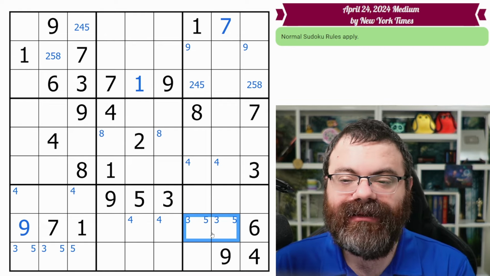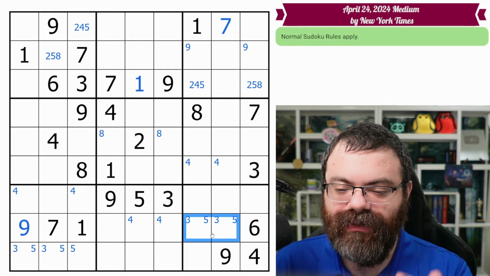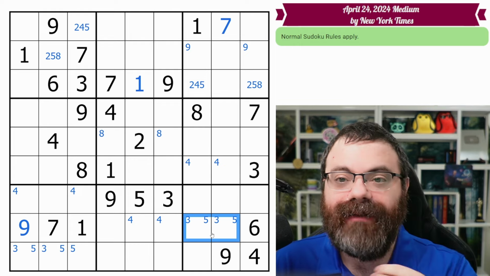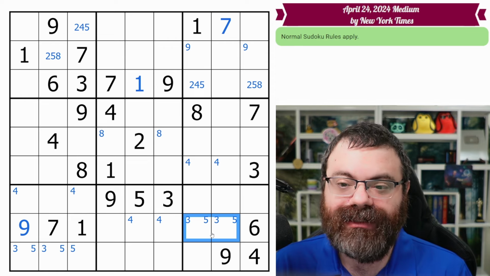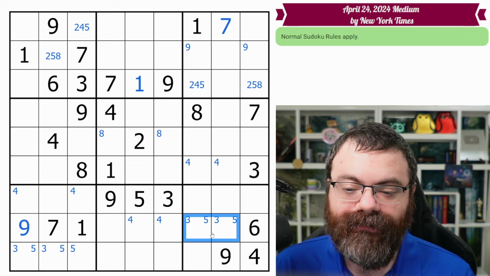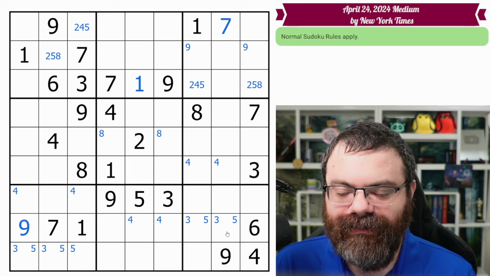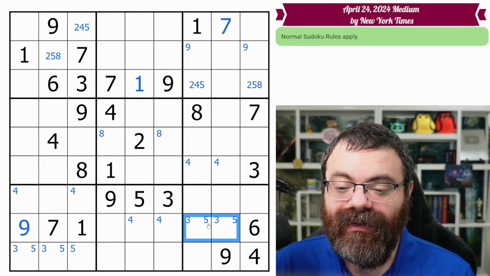Now here's the next thing that I want you to always trigger. Whenever you put corner marks in, this is one of the huge advantages of corner marking: we're able to find hidden pairs in boxes and also hidden triples. You're never going to find a hidden quad because you don't mark in 4 cells. But in this case, it's a hidden pair. What do I mean by that?